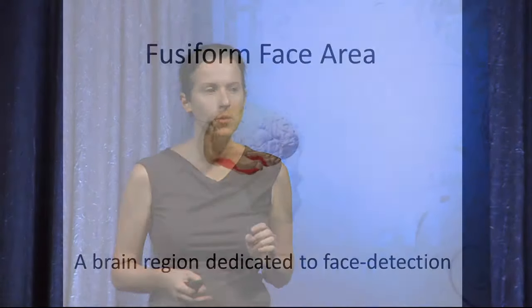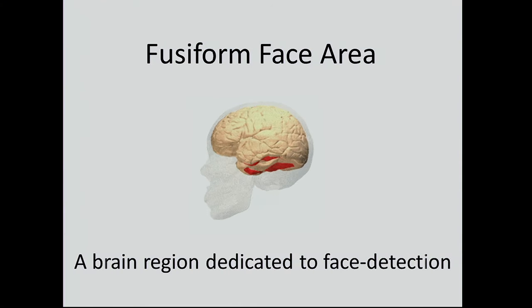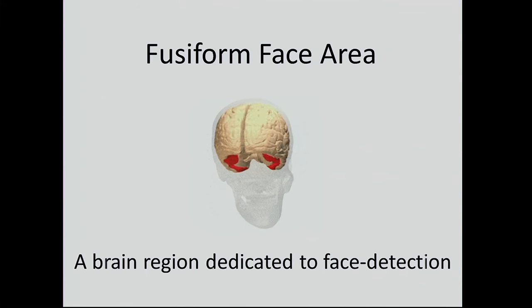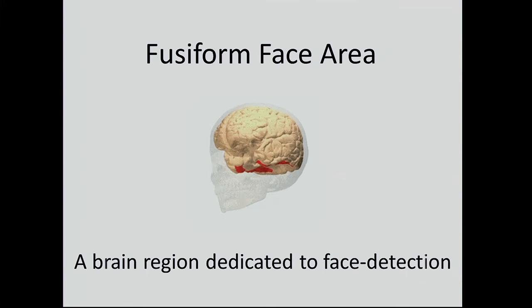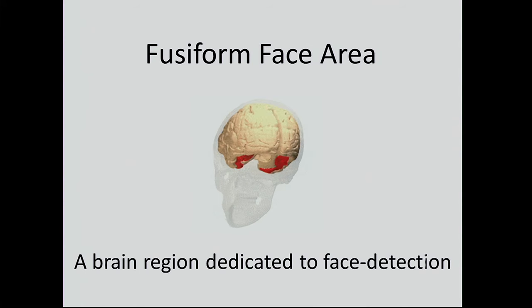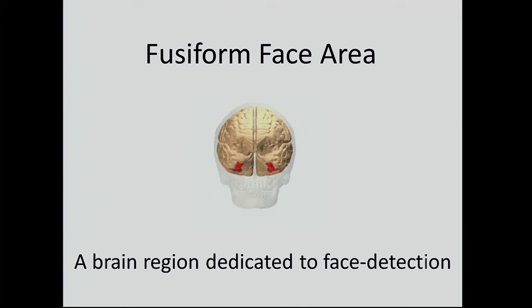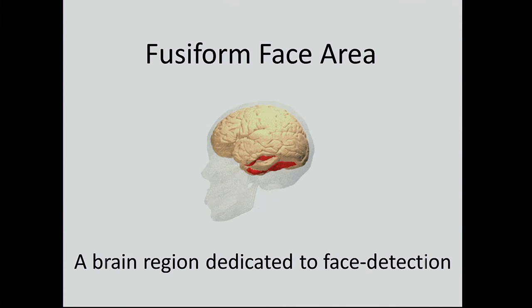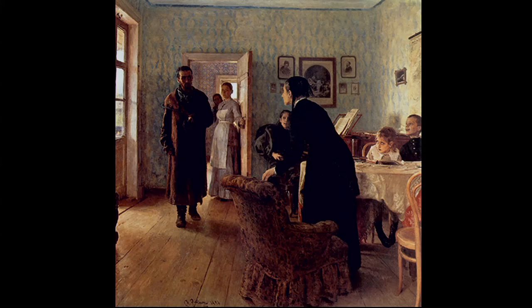We have one in each side of the brain. And it is very interesting that we do have this area because we don't have a brain area, say, for chairs or for refrigerators or for any other object. But faces are special, and we have a lot of neural resources dedicated to them. And so they're going to have their own specific types of shortcuts that we use and relevant illusions.